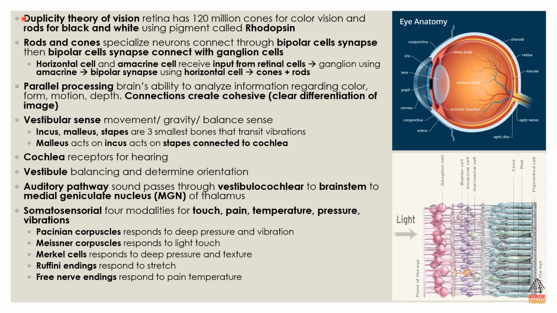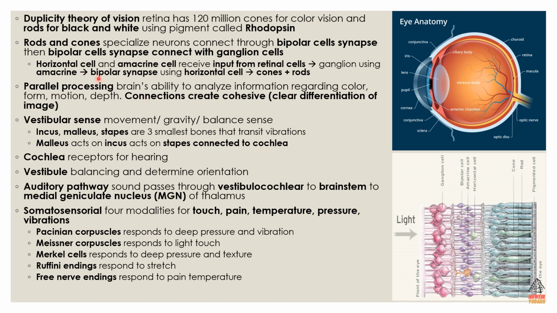So duplicity theory of vision states that the retina has 120 million rods for black and white, and cones for color vision, and it uses a pigment called rhodopsin. Rods and cones are specialized neurons that connect through bipolar cell synapses, and then the bipolar cells connect with the ganglion cells, and that's how we receive photons through rods and cones.